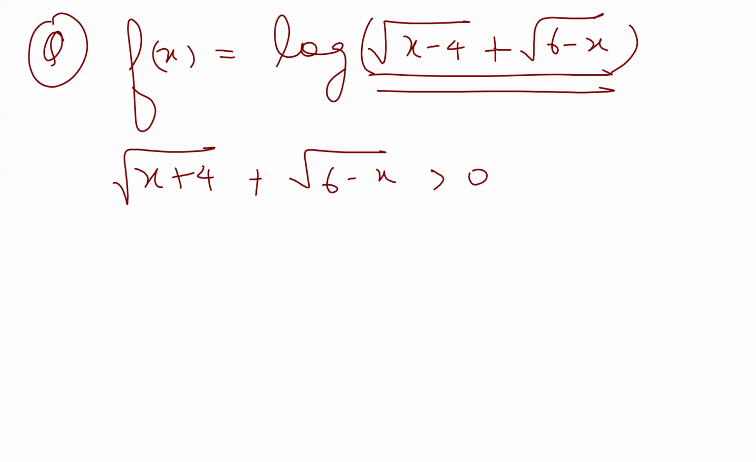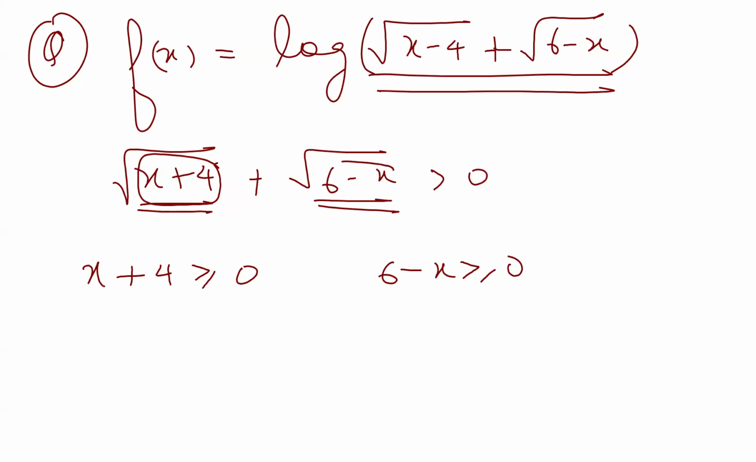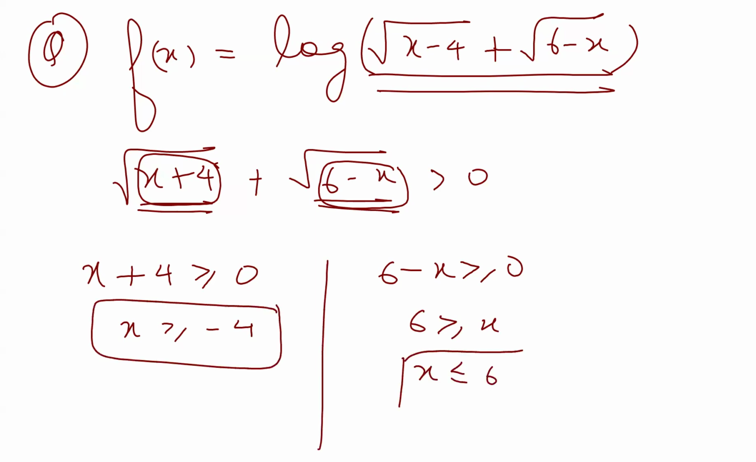Now see, within the root we are having two values. These two values are supposed to be greater than or equal to 0. The values within the root cannot be negative. So x is greater than or equal to minus 4, and here 6 is greater than or equal to x, which implies x is lesser than or equal to 6. So we got two conditions over here.